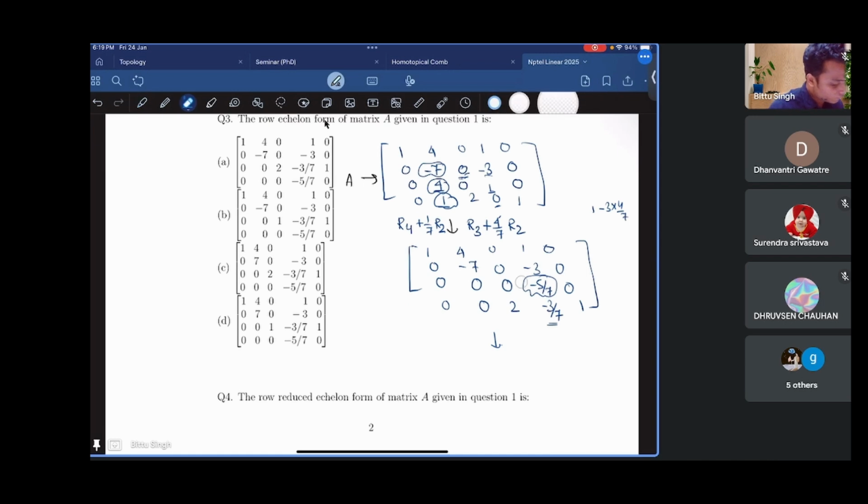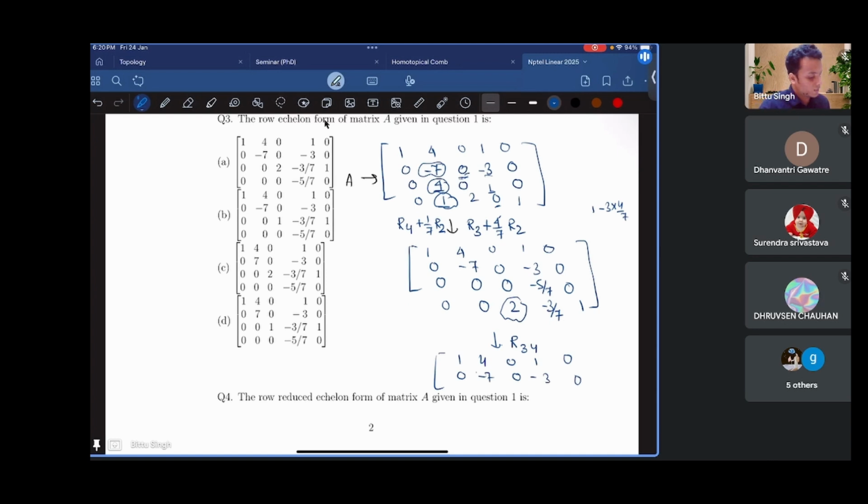Sorry. First non-zero element is 2. We cannot cancel 2, so we need a row exchange. So we need to do this row exchange. Row 3, row 5, 4 will be exchanged. It becomes 1 4 0 1 0, 0 minus 7 0 minus 3 0.